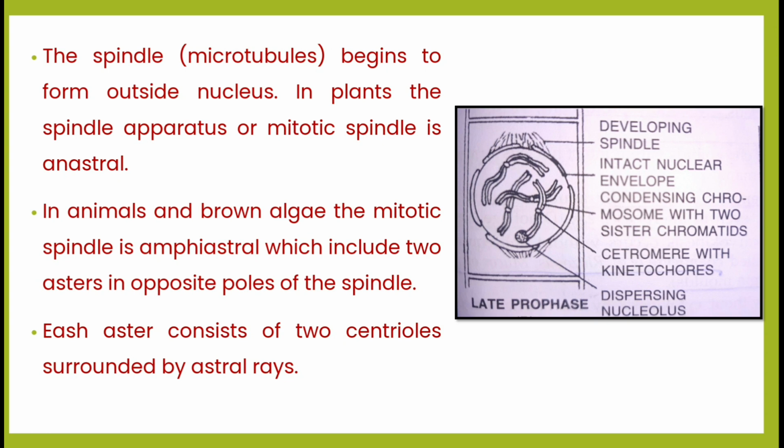So what are the structures? During the late prophase stage, the chromatin fibers start condensing and appear as chromosomes with two sister chromatids, and the spindle fibers begin to form outside the nucleus. Plant cells lack astral rays, but animals have astral rays, and from that aster or centriole, the spindle fibers originate in animal cells.